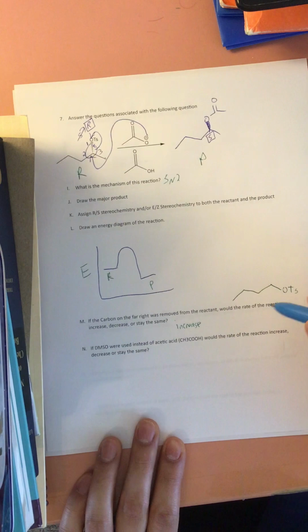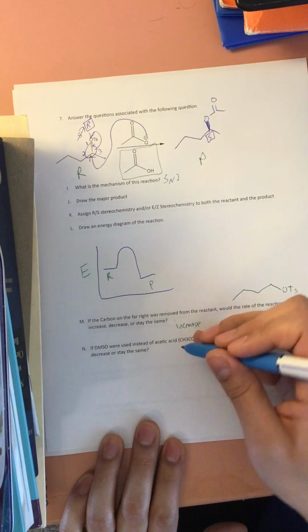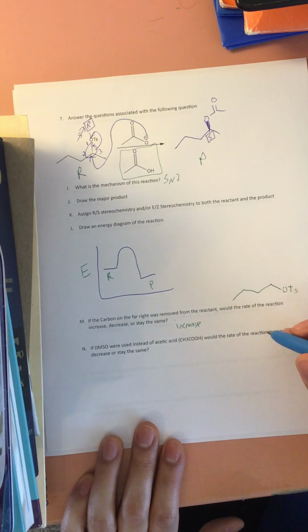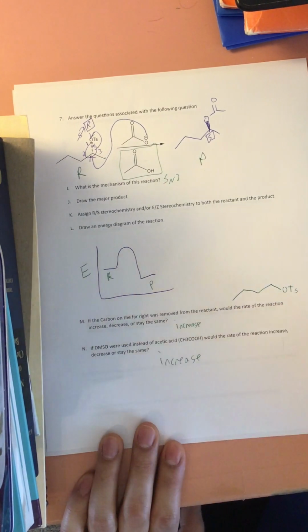If DMSO was used instead of acetic acid, so if you get rid of this and you change it to DMSO, would the rate of the reaction increase, decrease, or stay the same? It would increase. Remember, the solvent doesn't pick the mechanism, it just picks how fast it goes. So DMSO would increase the rate of the reaction. Good. All right.